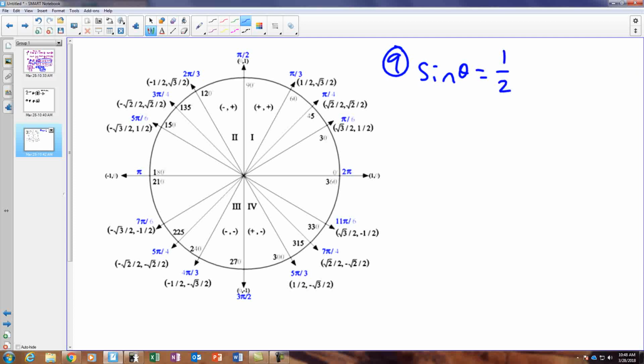So number 9 says the sine of theta equals 1/2, positive 1/2. And our job is to find all of the locations where that's true. Okay, now, if I'm looking at this circle, I'm starting to look and realize that sine is supposed to be the y value.